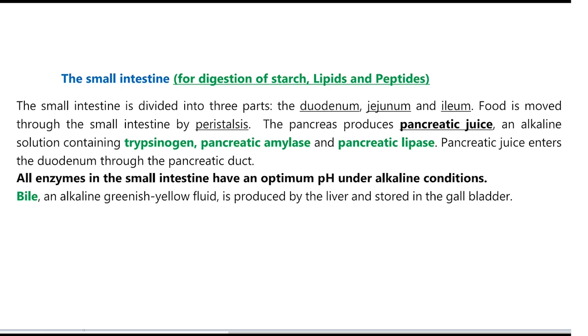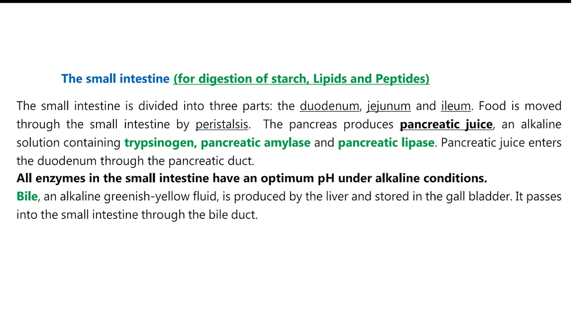So after the bile is produced by the liver, it is stored in the gallbladder. When there's food in the duodenum, the gallbladder contracts, pushing the bile into the duodenum through the bile duct. The bile serves a number of functions. The bile contains sodium bicarbonate, which helps neutralize the acidic chyme as it comes from the stomach.